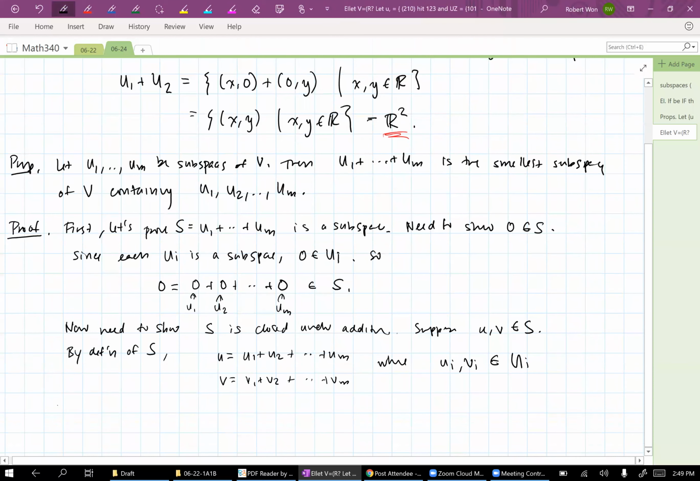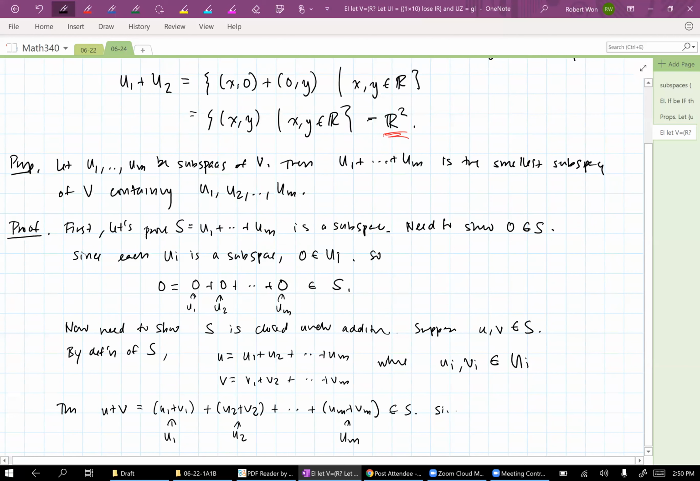But then u plus v is u1 plus v1, plus u2 plus v2, plus up to um plus vm. And since U1 is a subspace, this element here is in U1, because U1 is closed under addition and u1 and v1 are both in U1, right? Similarly, this element is in U2, this element is in UM. So I've taken the sum and written it as the sum of m things, one from each U. So this thing is in S. Therefore, S is closed under addition.